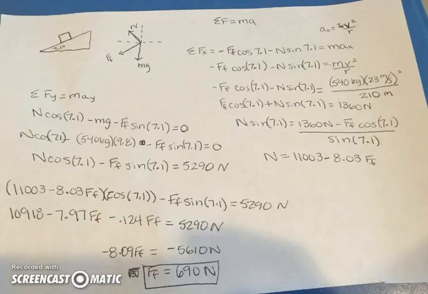What sideways frictional force is required between the car and the road in order for the car to stay in its lane? The radius of the curve is 210 meters. So, I drew my diagram, then I drew my free body diagram.